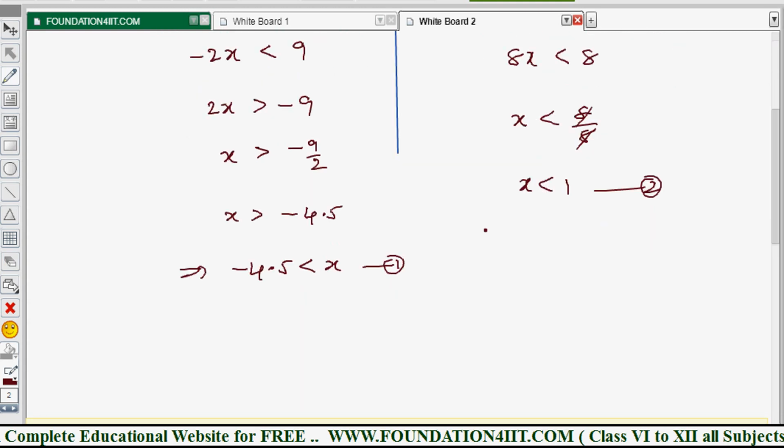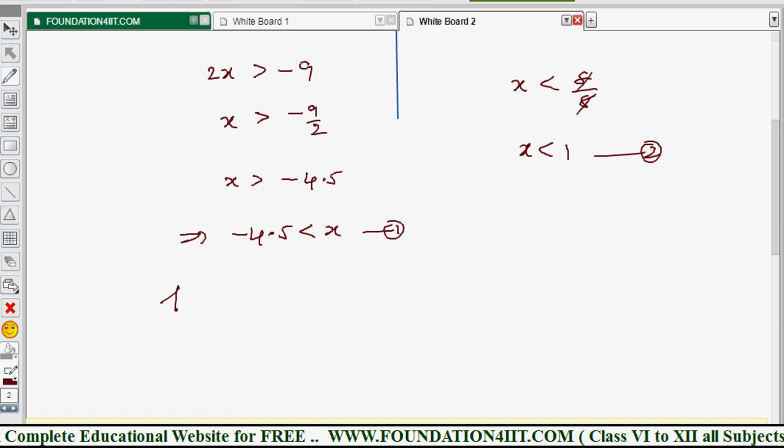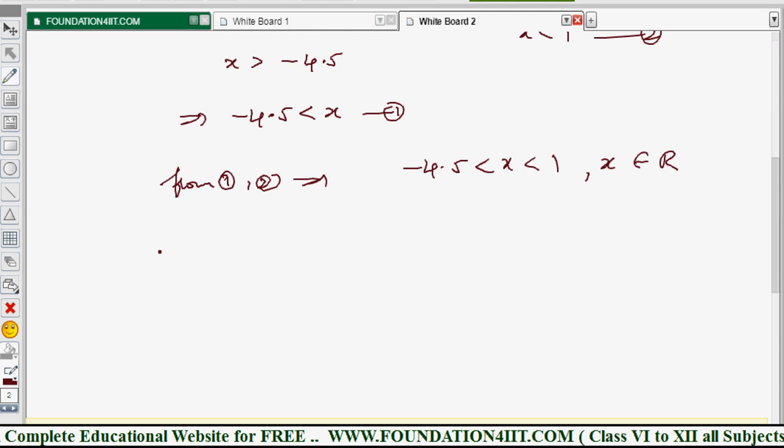Now from 1 and 2 we can write a common solution. From equations 1 and 2, that is minus 4.5 is less than x, and x is less than 1, where x belongs to real numbers. That means x is in between minus 4.5 and 1. We can write this as a solution set. So we can write the solution set also in brackets. So for the solution set, write x belongs to real numbers first, then write this as it is: minus 4.5 less than x less than 1. So in braces you can write.